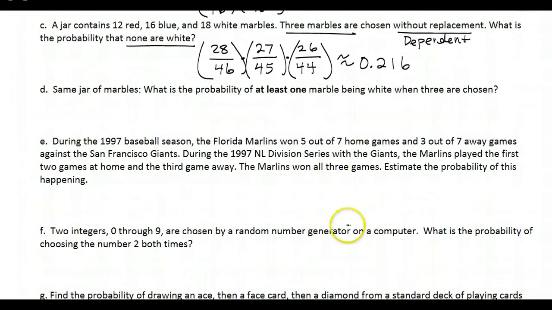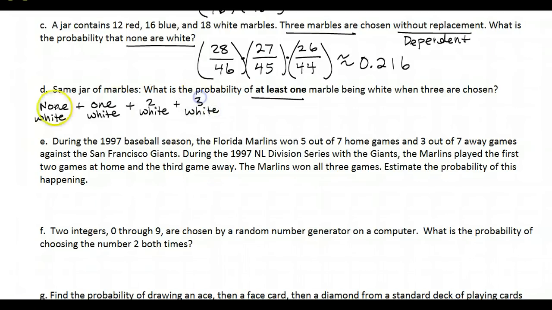And sometimes we're going to do something one step harder. Well, not really. We're going to use the complement that we learned about in 12.4. So same jar of marbles, what's the probability at least 1 marble is white when 3 are chosen? So what this means is I want 1 marble being white, 2 marbles being white, or 3 marbles being white. And I want to show you something really quick that you do not have to write down. When I'm drawing these 3 marbles, I could either have none white, I could have 1 white, I could have 2 white marbles, or I could have 3 white marbles.